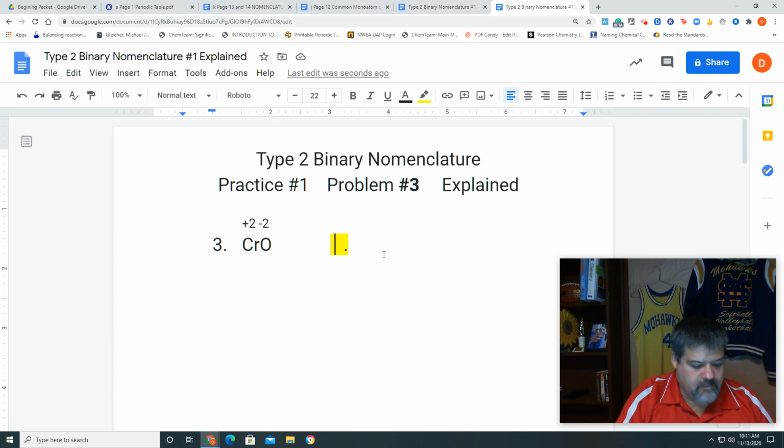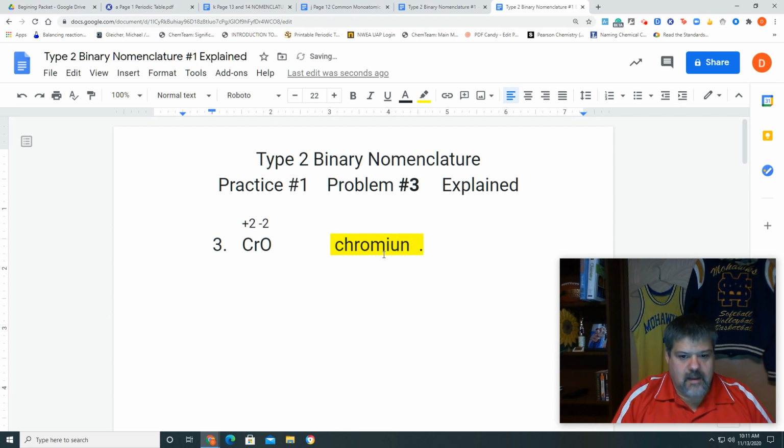So we're going to put in chromium. And we're going to put that in parentheses. It is a Roman numeral 2. We're just going to do that. Then our space, and then we're going to put oxygen and change the ending to "ide," which makes it oxide. And there we are, chromium 2 oxide. That is the name of that.